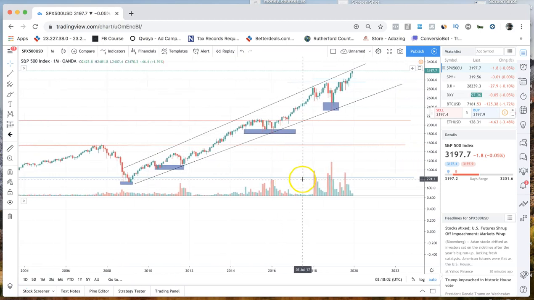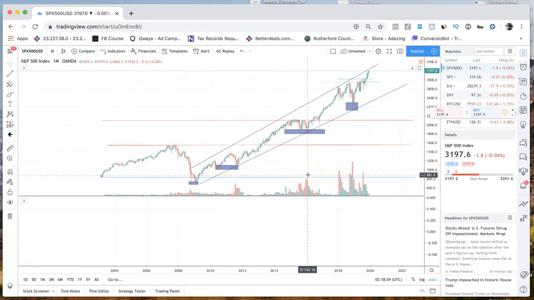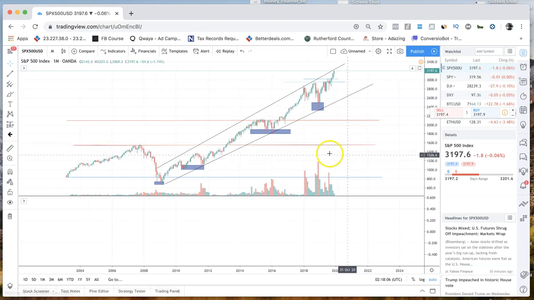So that's my take on S&P 500. Looking strong, looking like a good buy.